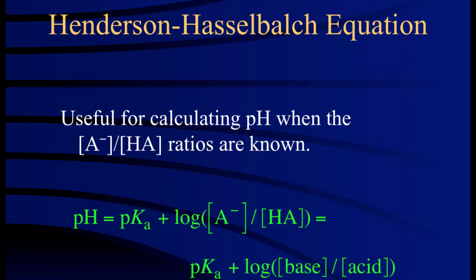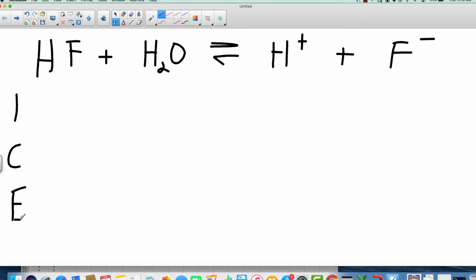You can also do it with an ice table, that's fine, but this is the quick and easy way to find the pH of a buffered solution. Or, if you're looking for a given pH, what is the relative proportion of base to acid that you need in order to achieve that pH? Let me show you an example of a buffer problem.